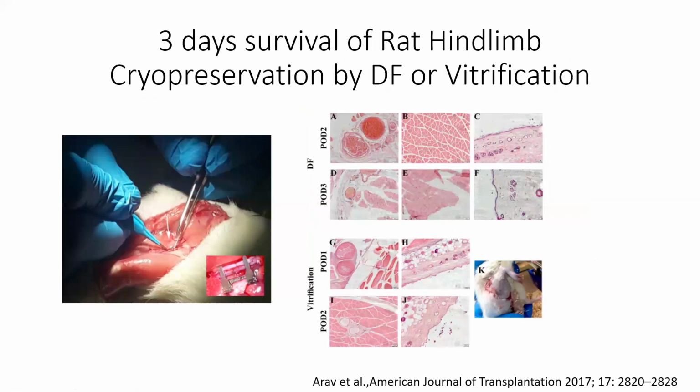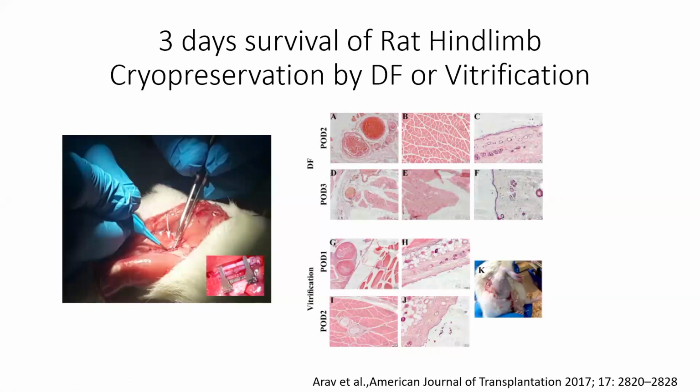In the beginning, 2 or 3 days after transplantation, the tissue looks very good. Also, the limb was okay, but we could not get survival of the limb after 3 days. So 3 days was the maximum for both directional freezing and vitrification. We decided to see if we could speed up the cooling rate with the VitMaster, with liquid nitrogen slush, and see what happens.